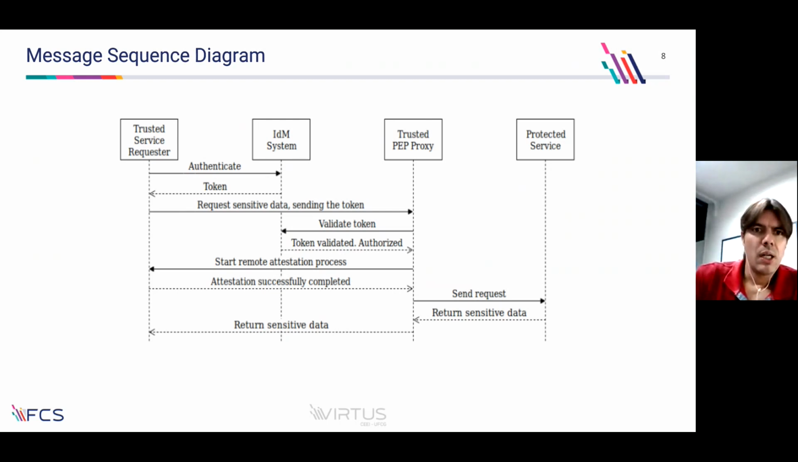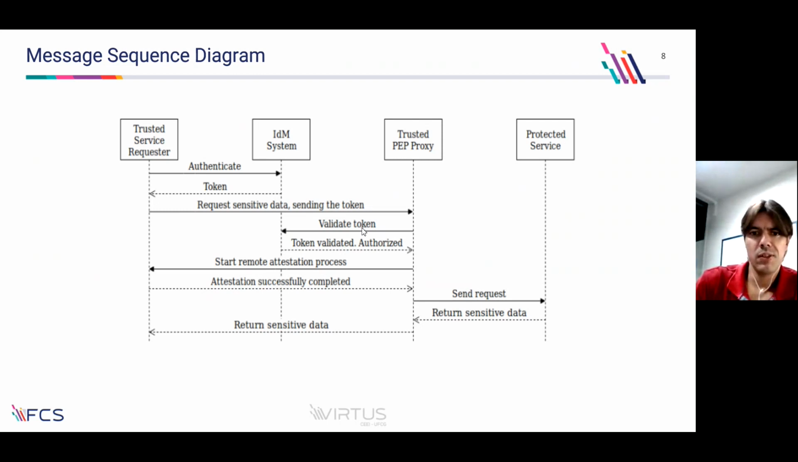It is the message sequence diagram that I described now. We have the trusted service requester, the IDM system, the trusted PEP proxy, the TPEP, and the protected service. First, the trusted service requester, after authenticating with the IDM system, receives a token, and generates the request for the sensitive data from the protected service, sending the token received from the IDM system.